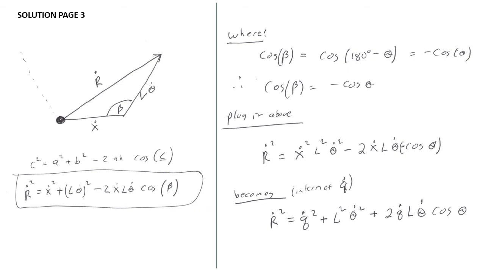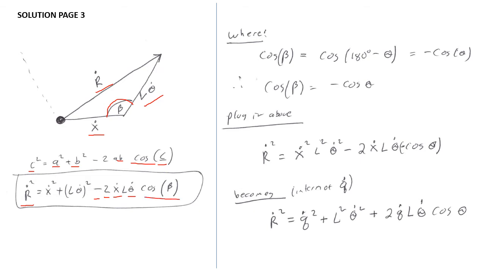We look back over here, here's our specific problem, so we can say c squared, which in our case is our r dot squared, is equal to a squared plus b squared, or x dot squared plus L theta dot squared, minus 2 times ab, which is x dot L theta dot, times the cosine of c. Our c in this case is our beta, so the cosine of beta.